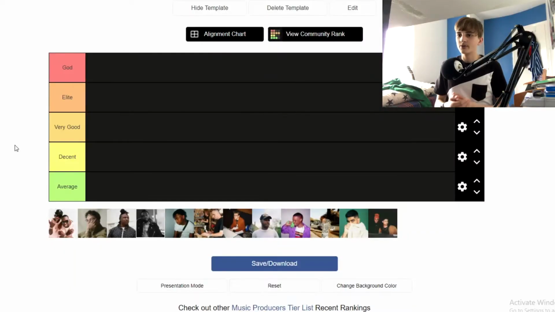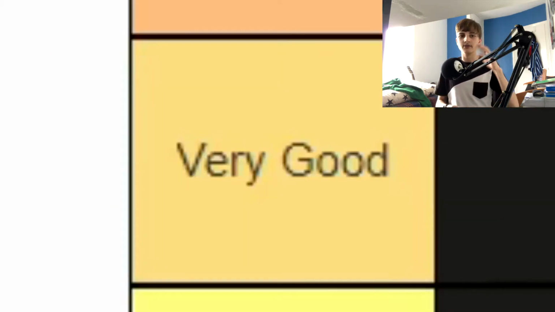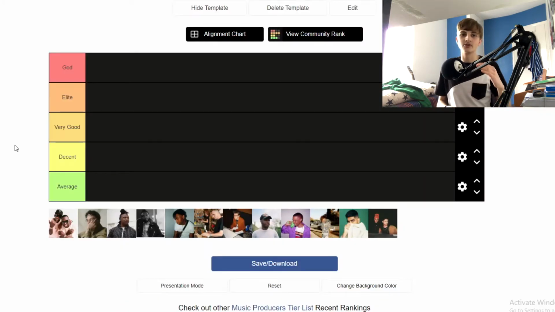So on the screen here, we've got all the tiers. So we've got God, and this is self-explanatory. God tier, just top level producer. No one is higher than them in terms of producer levels. Elite is very good. They're not quite God tier, obviously, but higher than the very good tier. The very good tier is kind of the mid tier. So this is like producers that are very good.